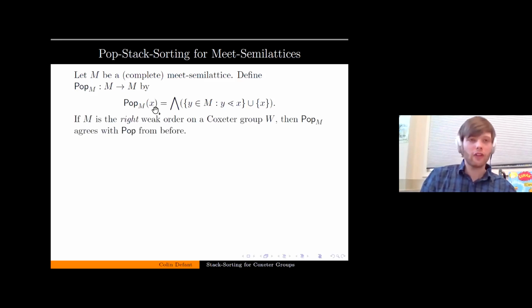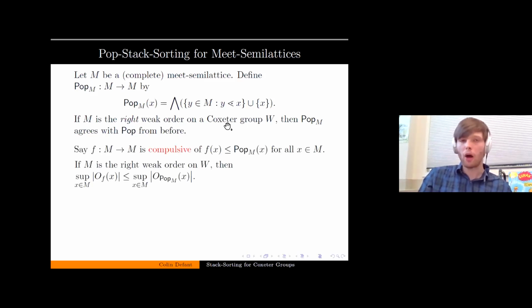And the reason for defining it this way is that if M is the right weak order on a Coxeter group, then actually this meet semi-lattice pop stack sorting operator is the same as this Coxeter pop stack sorting operator that I defined before. This is not hard to show. This follows from some basic Coxeter theory, but this is sort of motivating defining this. So for example, if M is just the right weak order on a symmetric group, this definition here recovers the original pop stack sorting map that Peter Unger and other people have studied.